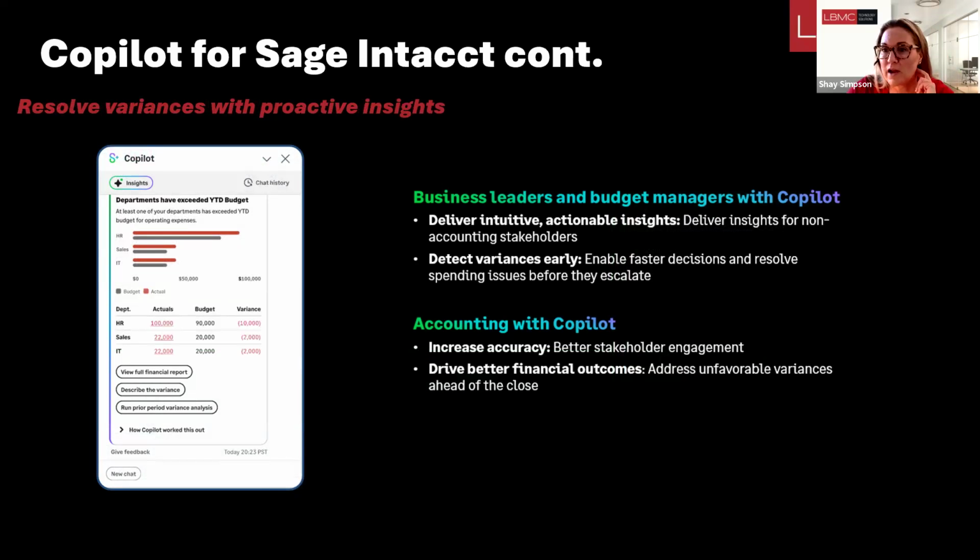Resolve variances with proactive insights. Now there are going to be insights that I can very easily leverage and see, rather than having to go in and view a full financial report. Can I view the full financial report? Absolutely, I can. But I can also see a snapshot of those variances.